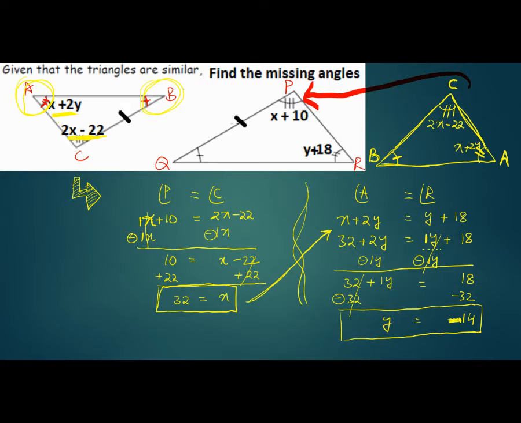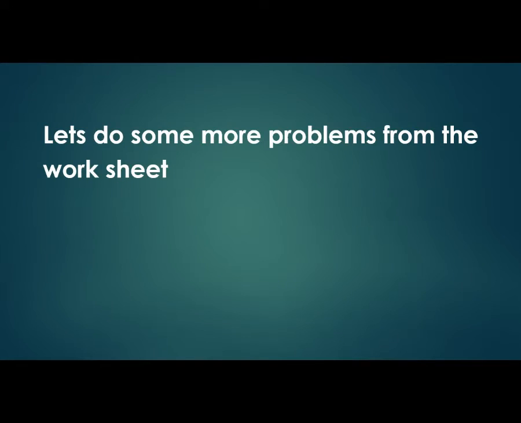Okay, so when you solve it, please remember to change the orientation. You see that I changed the triangle ABC's orientation so that it matches PQR, then it becomes easier for you to do the calculations. Let's do some problems from the worksheet.